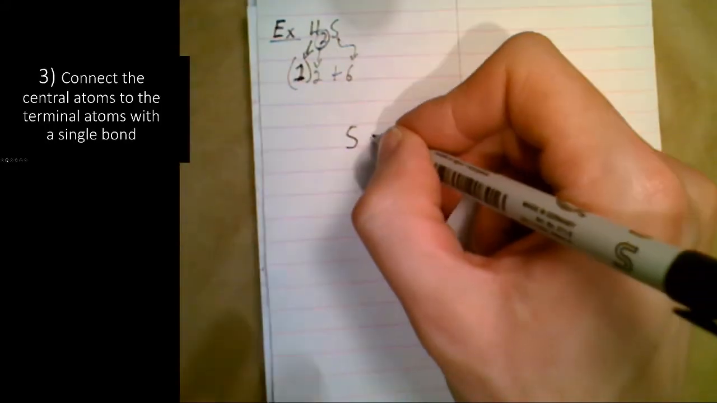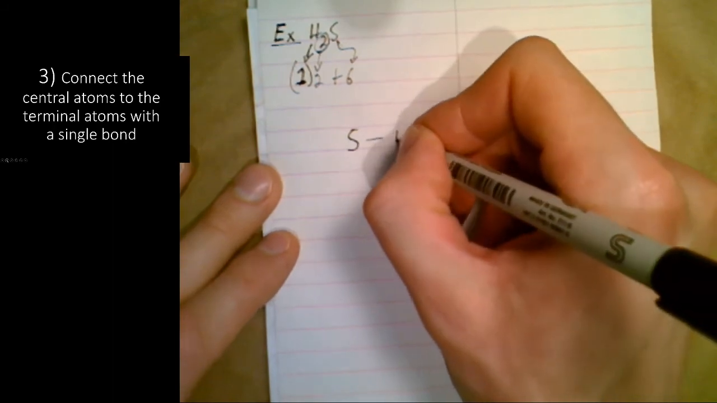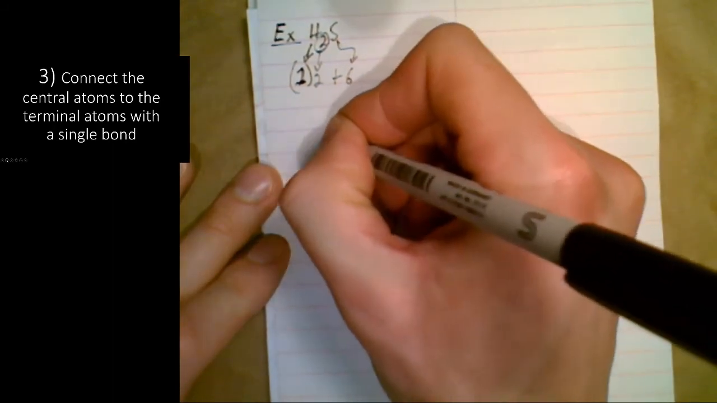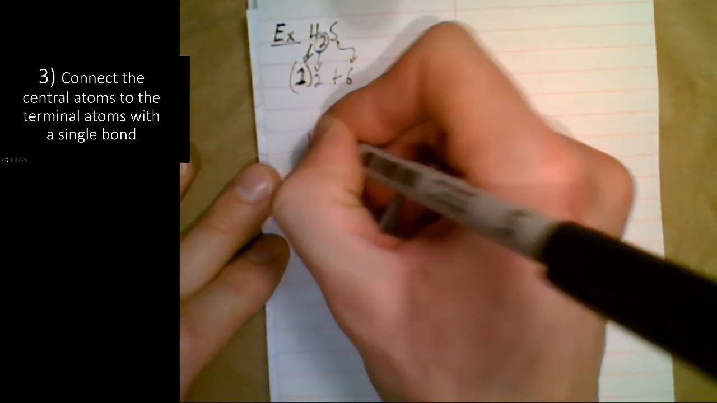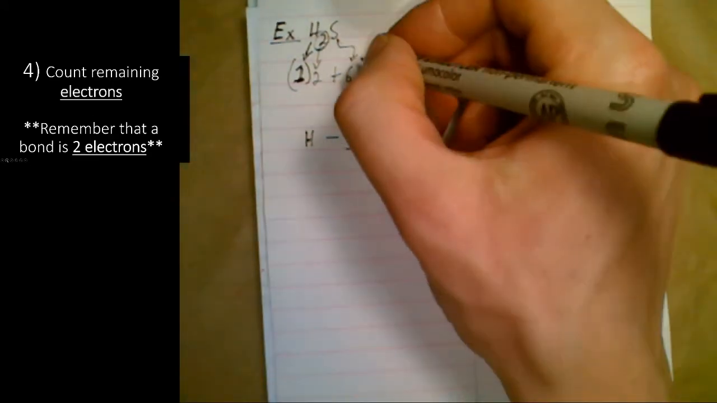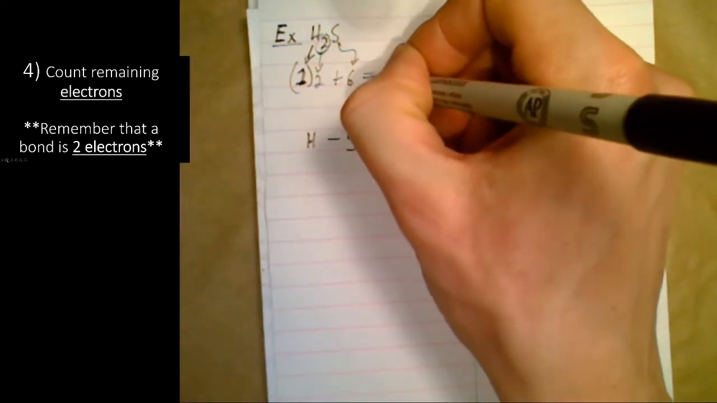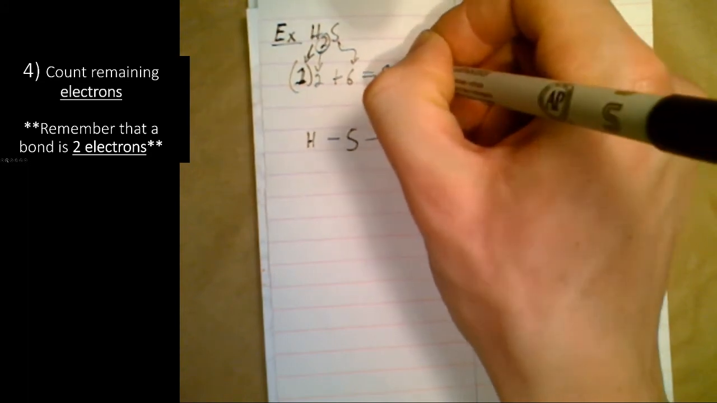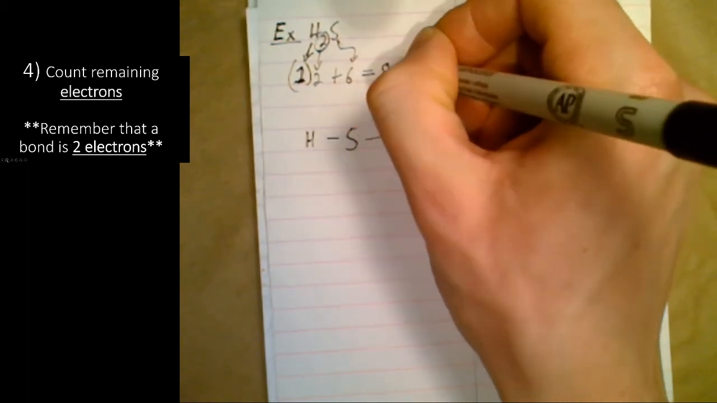And now that we know sulfur is the central atom, we need to join it with bonds to the terminal atoms, which are going to be the hydrogens. And we need to count up the number of electrons that we used while we did that. So that was 4 electrons. I guess I didn't finish adding this up, but there's 8 in total. We've used up 4.